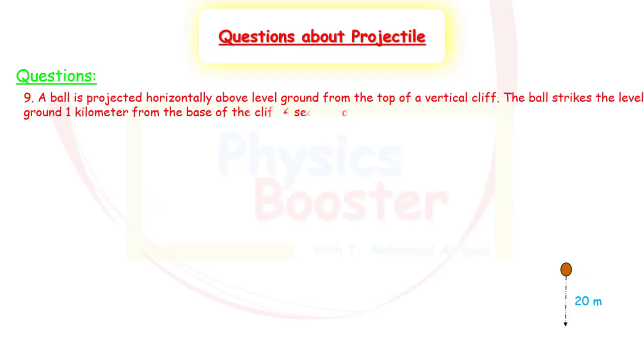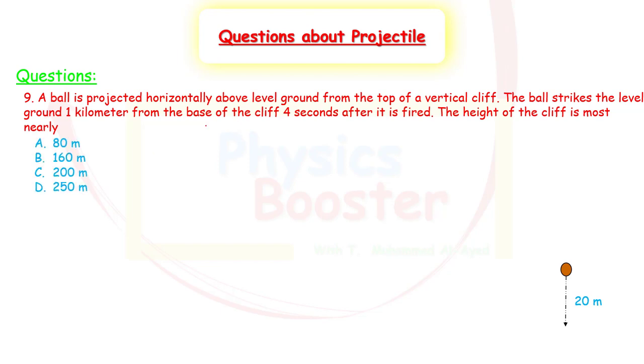Question 9. A ball is projected horizontally above level ground from the top of a vertical cliff. The ball strikes the level ground 1 kilometer from the base of the cliff 4 seconds after it was fired. The height of the cliff is most nearly... so it's asking me to find delta y. So let's try to draw it. We have a vertical cliff, and the object was thrown. It fell approximately 1 kilometer, or 1,000 meters, okay? So converting the unit is very important. 1 kilometer is equal to 1,000 meters. Time taken was equal to 4 seconds. So I have delta x equal to 1,000, and time is equal to 4 seconds. It's asking about the height of the cliff, so it's asking me to find delta y.